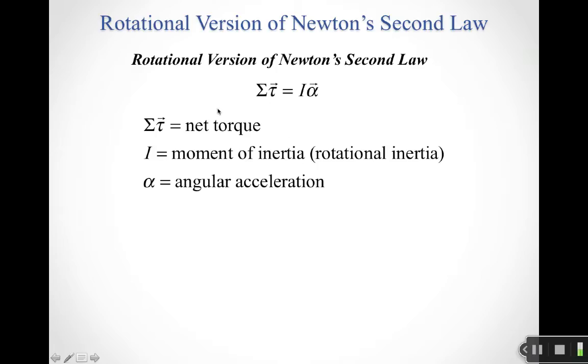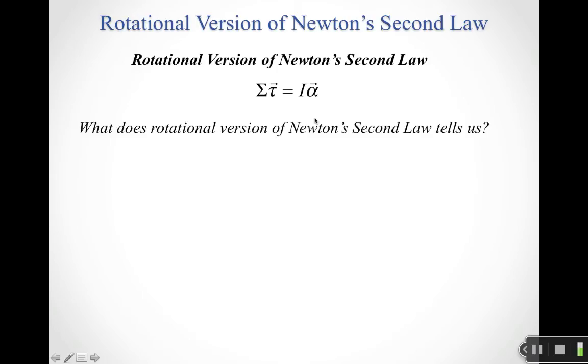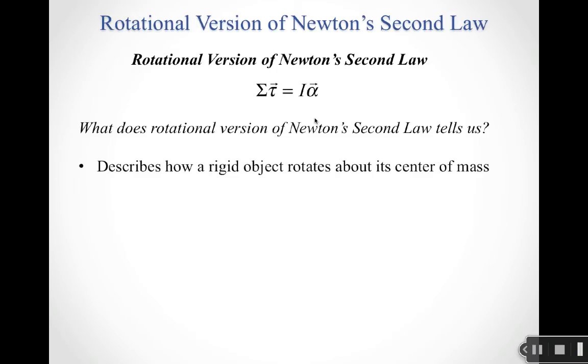So again, here you get a sense of, we talked before about what do we swap out when we go from translational problems to rotational problems. And you're seeing that we're going to swap forces for torques. We're going to swap moment of inertia for mass. And again, we already know that we're going to swap angular acceleration for acceleration. So what does this tell us?